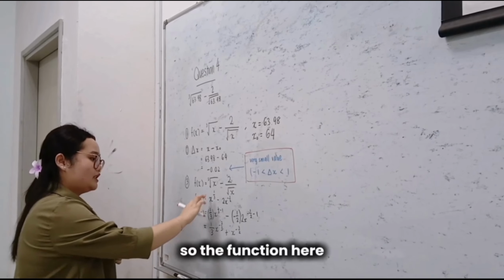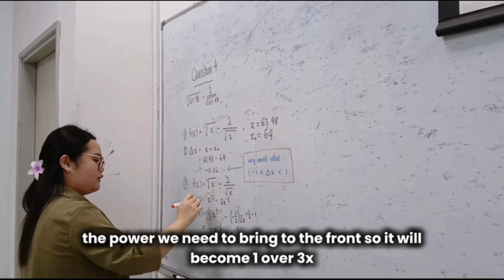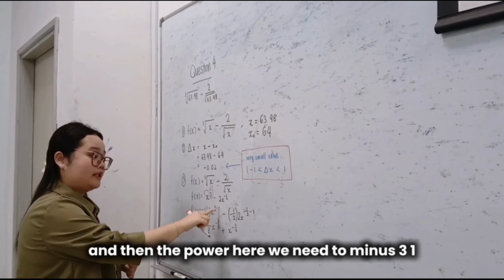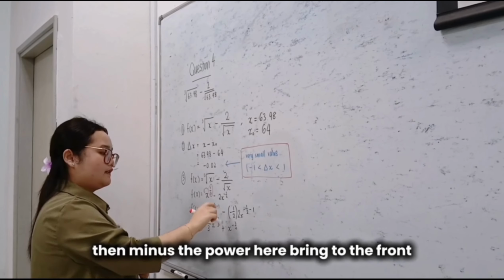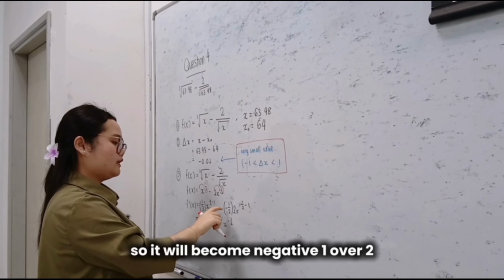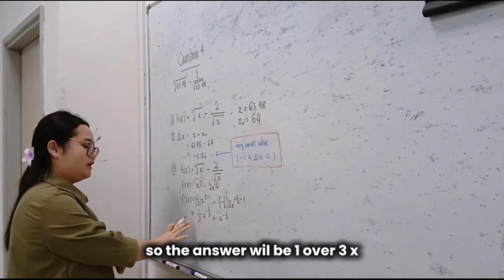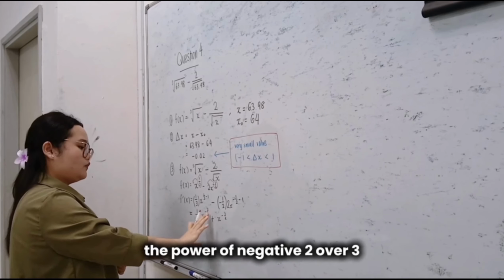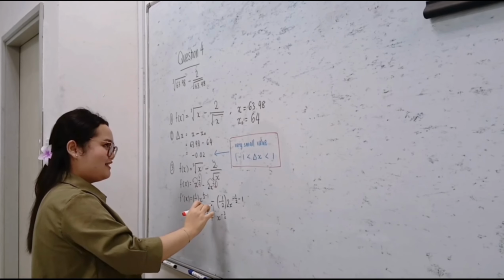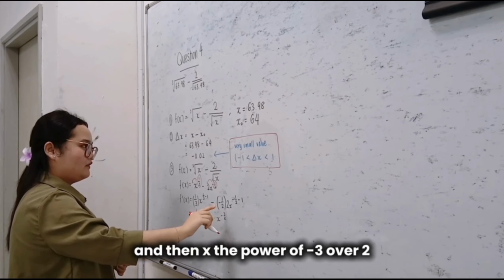So the function here, the power, we need to bring to the front, so it will become 1 over 3x. And then the power here, we need to minus with 1, so it will become 1 over 3 minus 1. Then minus the power here, bring to the front, so it will become negative 1 over 2x. And then the power here, we need to minus with 1. So the answer will be 1 over 3x to the power of negative 2 over 3 plus 6, it is negative 8 over, and then x to the power of negative 3 over 2.